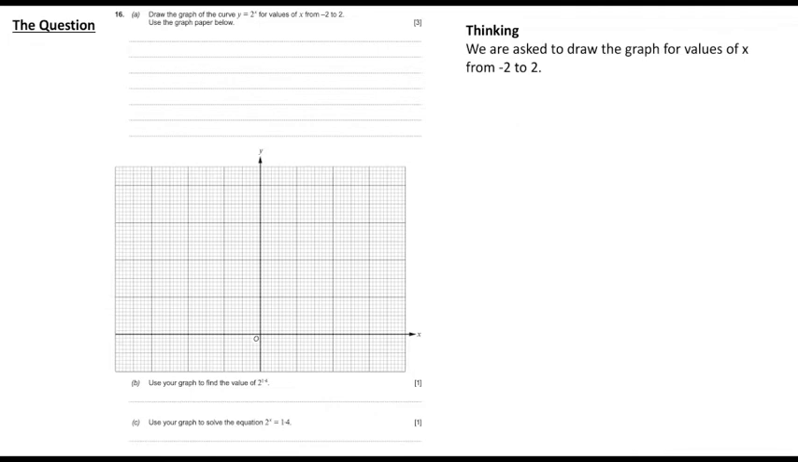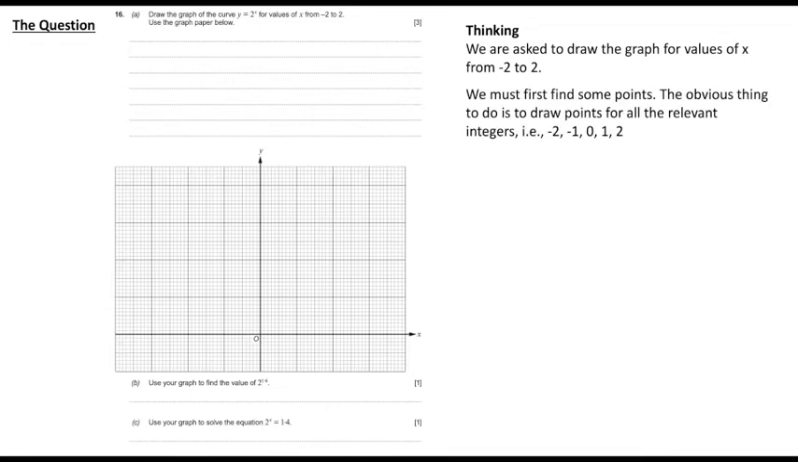So we're asked to draw the graph of values of x from -2 to 2. First of all, we need to find some points, and the obvious thing is to draw the points for all the relevant integers. In fact, without a calculator, we'd struggle to do anything else. So we'll calculate those in a moment. We need to remember while we're calculating them that a to the power of -n equals 1 over a to the n. So a negative index means we do 1 over.